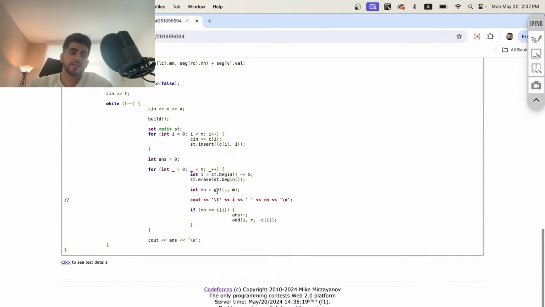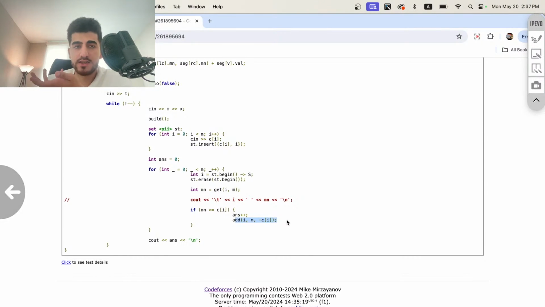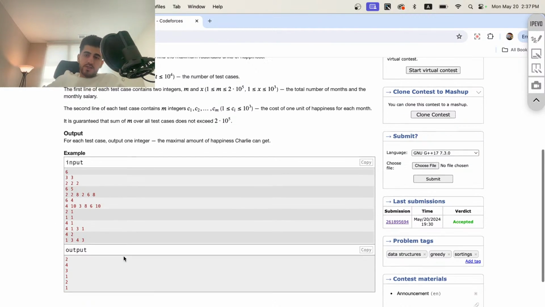And then at the end, I can just sort everything by the value of c of I, each time pick the minimum, and mn will be equal to get of I to m, the minimum of possible money from I to m. If mn was greater than or equal to ci, I say ans plus plus, add I to m minus ci. And that's how I can find my final answer, and that is going to be my output. Does this make sense?